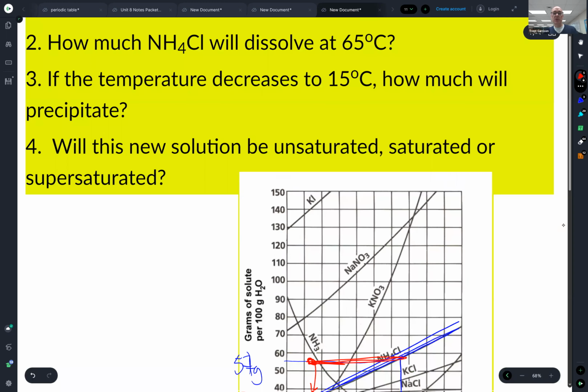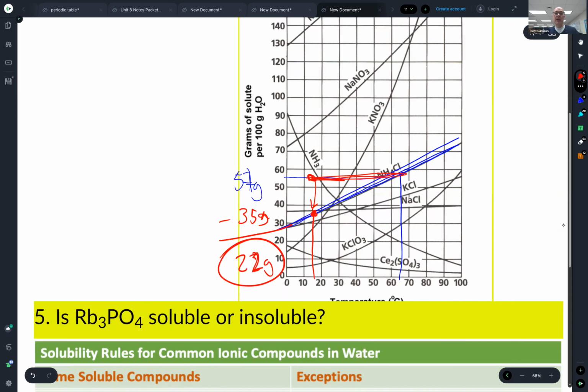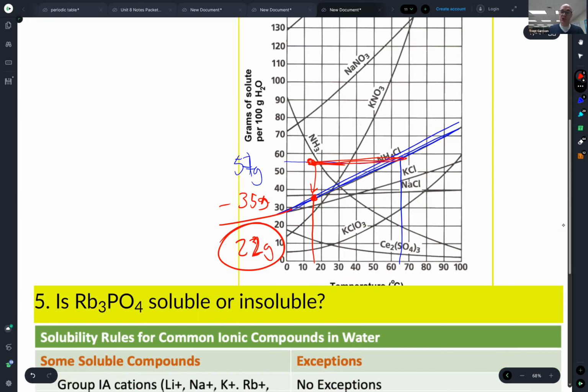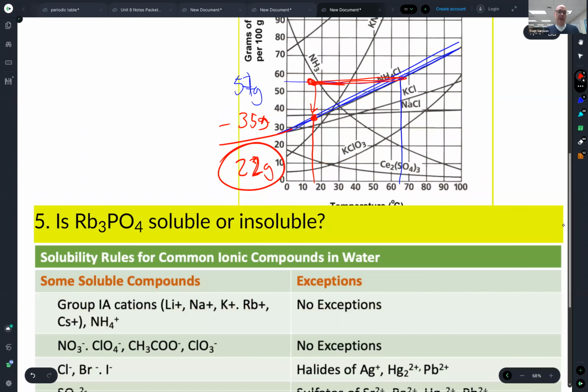All right, will the new solution be unsaturated, saturated, or supersaturated? Well, if you have too much in the solution, it's going to be supersaturated. All right, so moving on then.